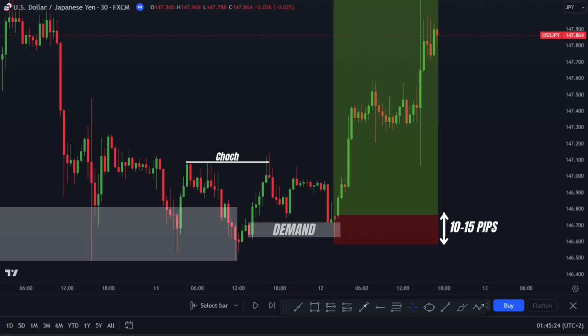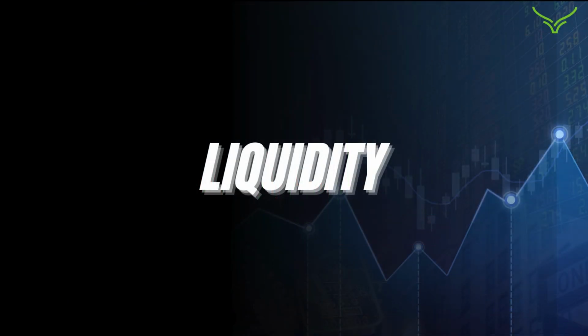I emphasize this approach for a couple of reasons. Firstly, it ensures that we're not trading against the prevailing downward momentum of the market. Secondly, it substantially reduces risk while maximizing profit potential. Let's delve into another fundamental aspect of the market: liquidity.